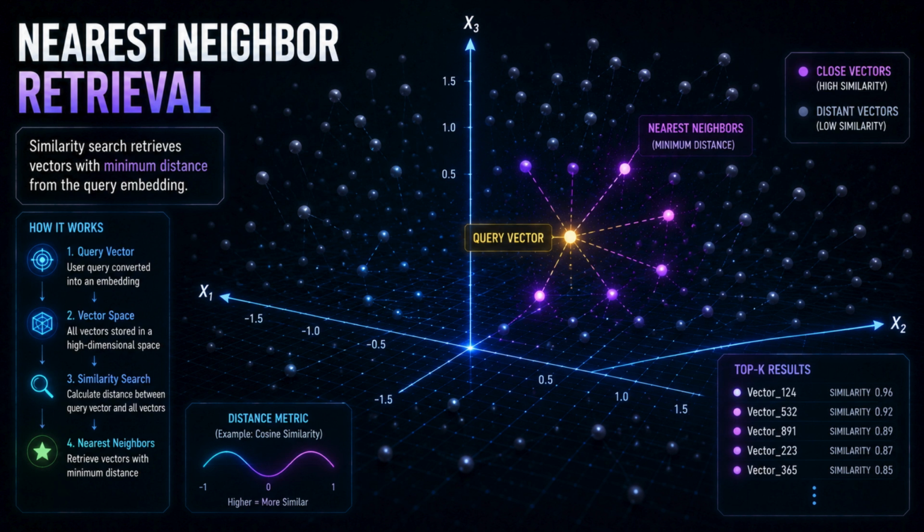Imagine dropping a pin on Google Maps. The database immediately finds the nearest restaurants. Vector databases do exactly the same thing. Except instead of restaurants, they find nearby meanings. This process is called nearest neighbor search.